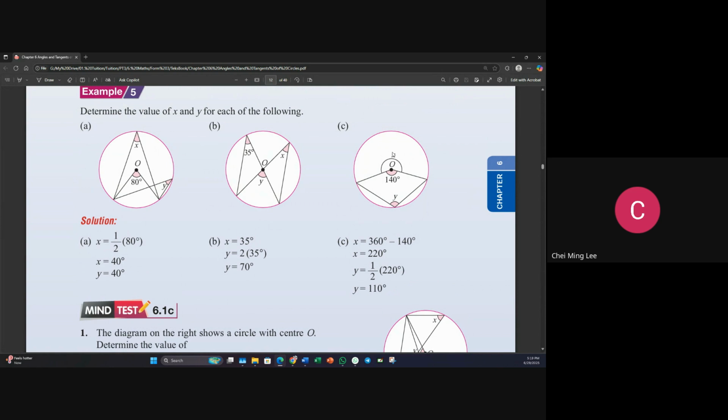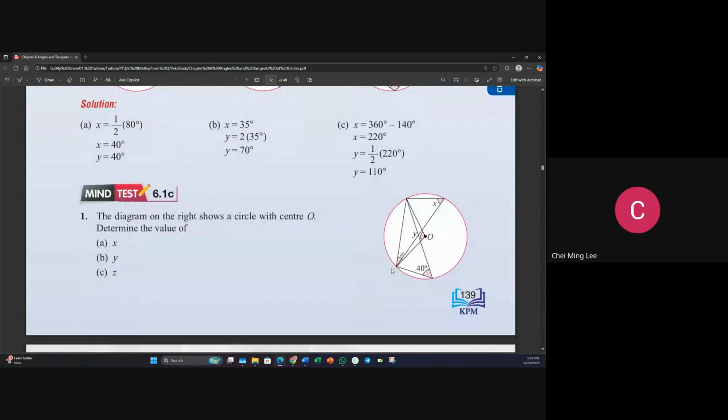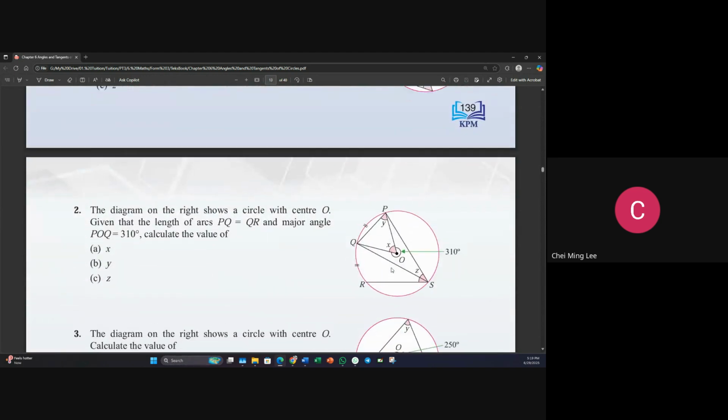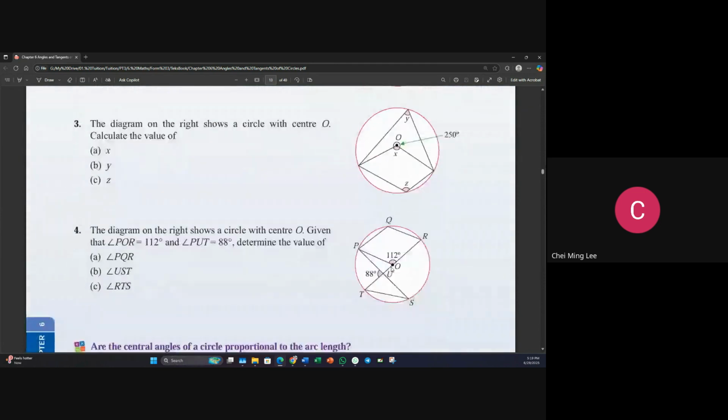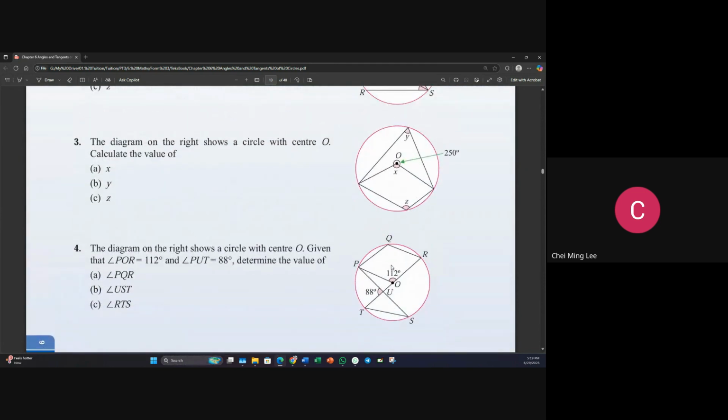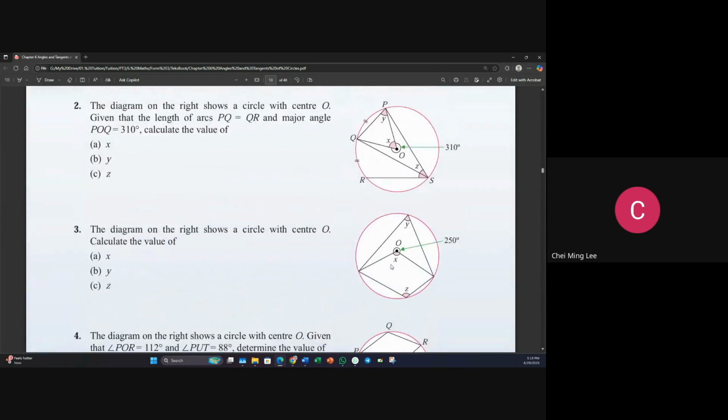And as for this one, it is 140. So first we try to get x. x is 360 minus 140, correct? So you get 220 for x. And this one, y, is half of x, so 220 divided by 2, you get 110. Okay? All right. So try, let me check. Maybe you try 3 and I think 3 and 4.